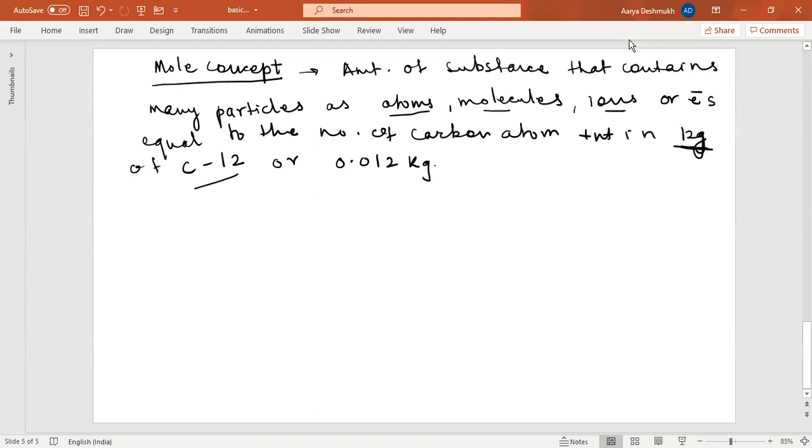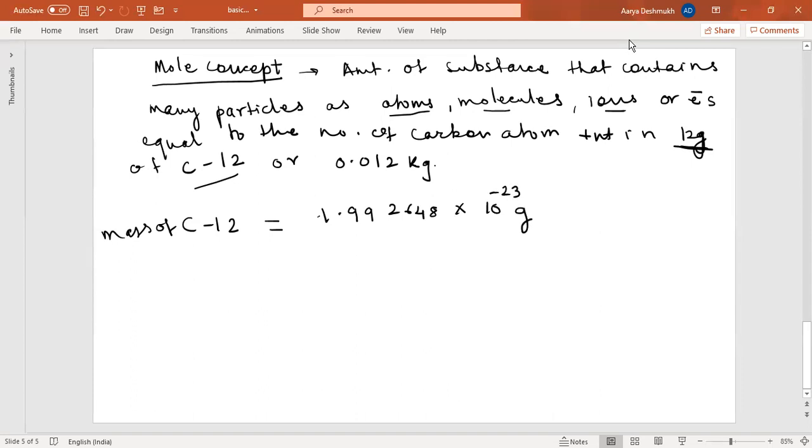Now, in simple way, the mass of C12 atom was determined by mass spectrometer. This thing I explained in earlier videos also. So the mass of this C12 was found to be 1.992648 into 10 raised to minus 23 gram.